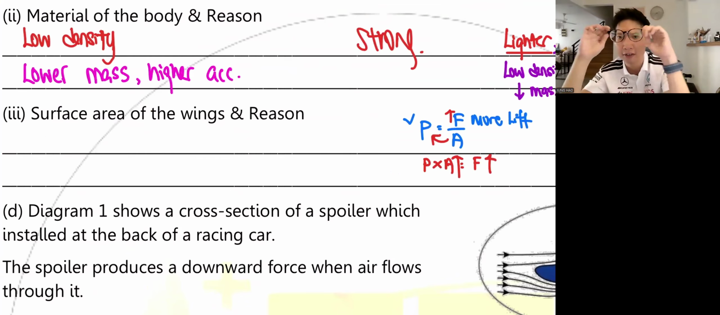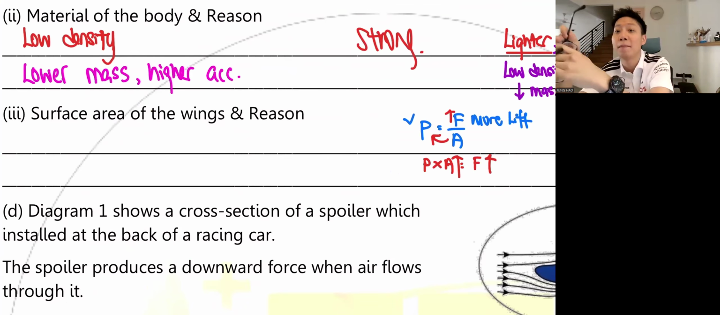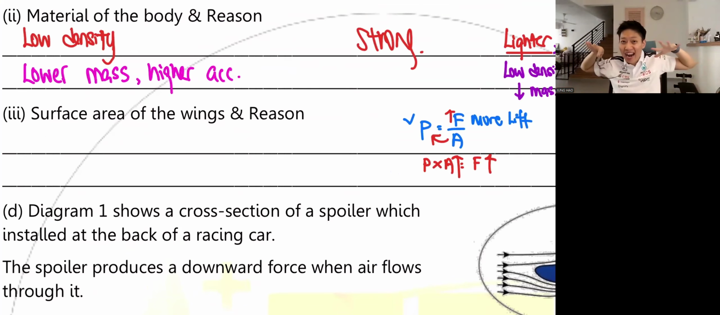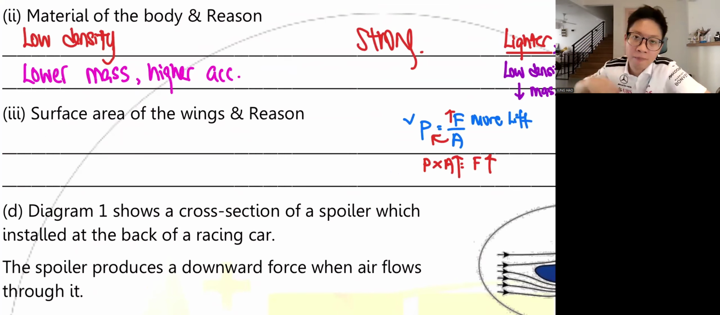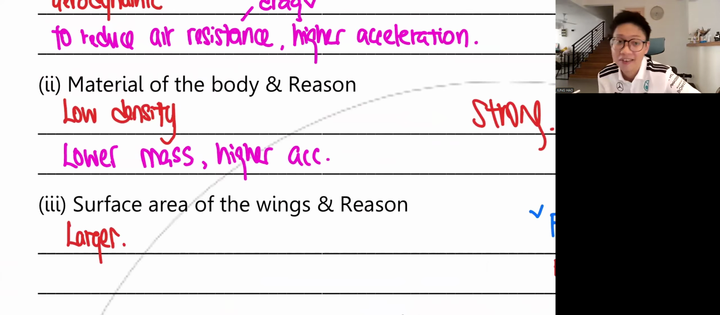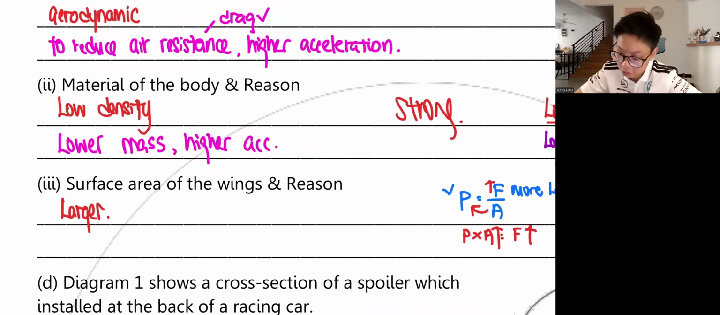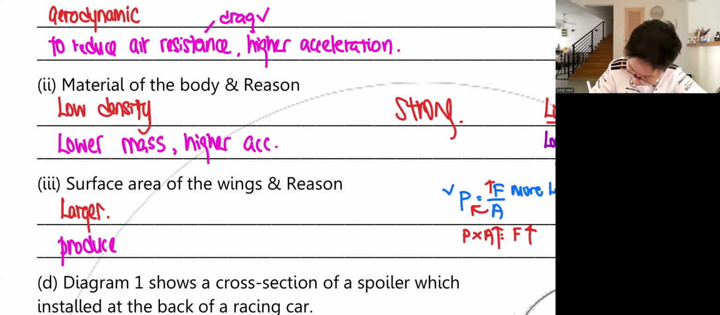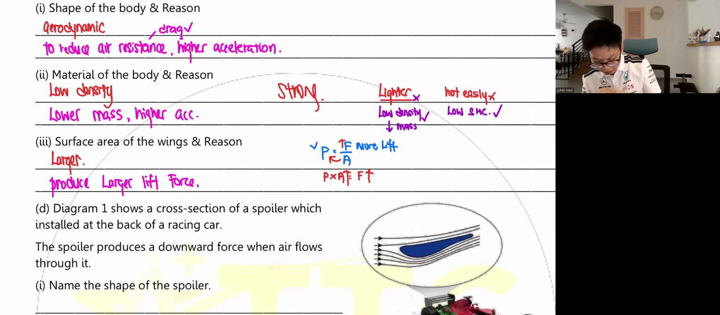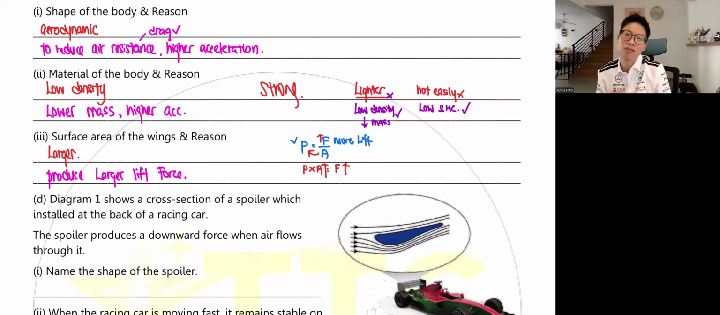That's why automatically, guys, if the aeroplane is very big and heavy, usually the wing is very, very wide and large. But if your aeroplane is very small, then you don't need that big a wing. So the surface area is larger. You want to have a larger surface area. So therefore, to do what? To produce larger lift force. You are allowed to write lift only, but if you write lift force it's not wrong.